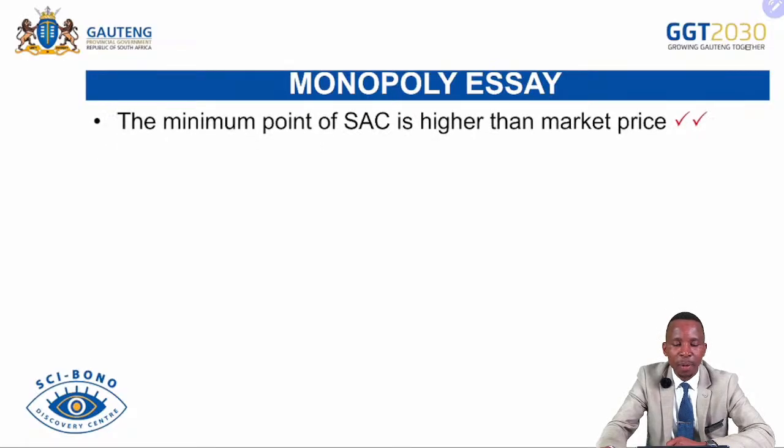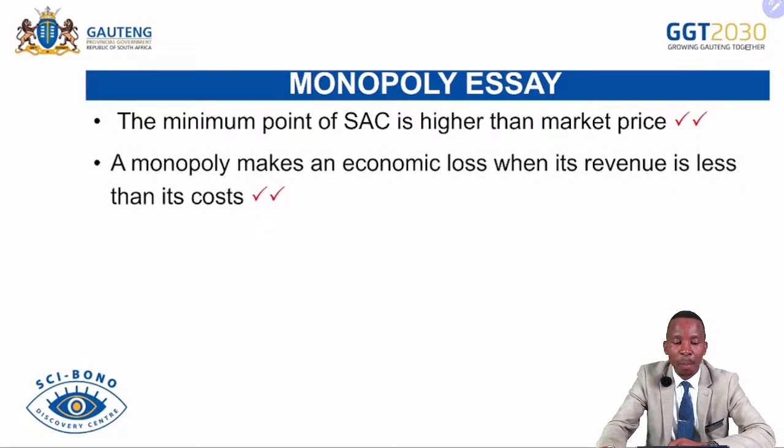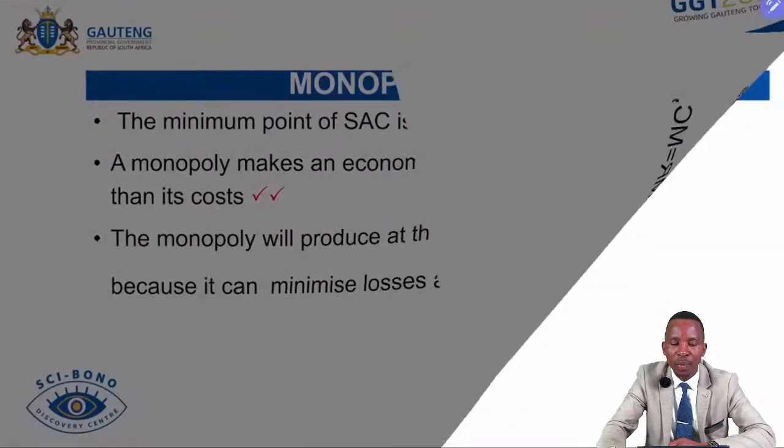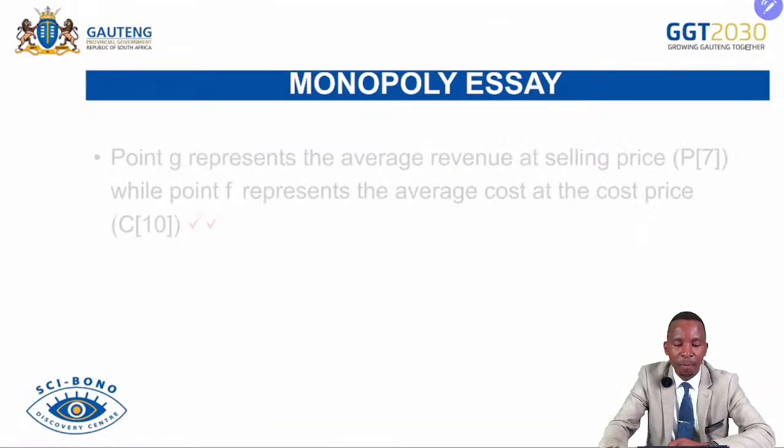And then the minimum point of short-run average cost is higher than the market price. We can see that the short-run average cost is more than the average revenue, or the market price. A monopoly makes economic loss when its revenues are less than its cost. The monopoly will produce at the output level where MR equals MC, or marginal revenue equals marginal cost, because it can minimize its loss. We call that one a loss minimization output.